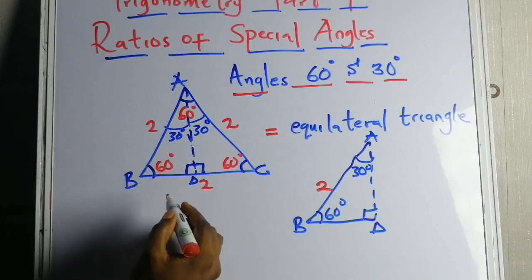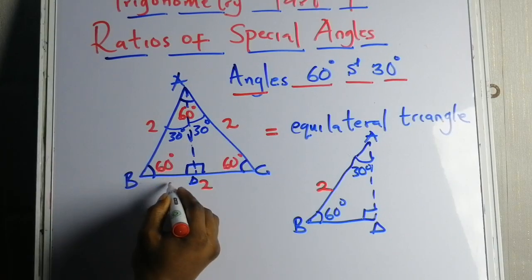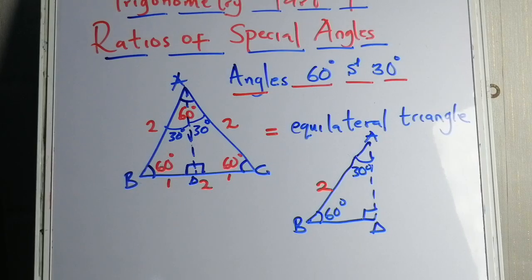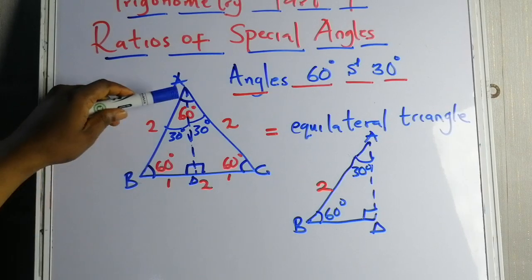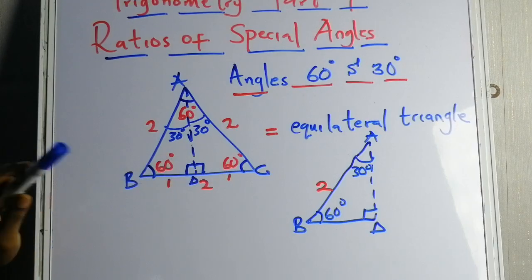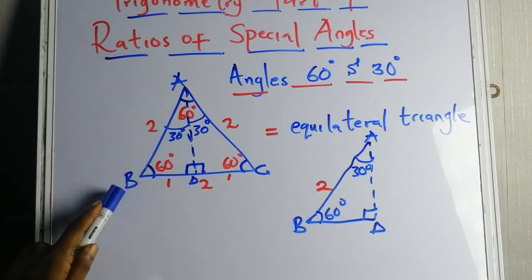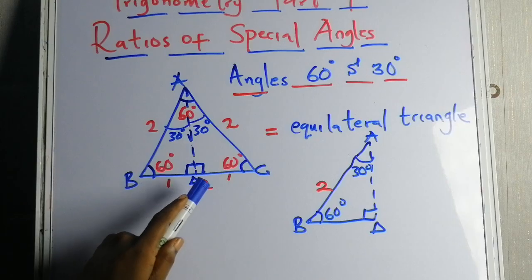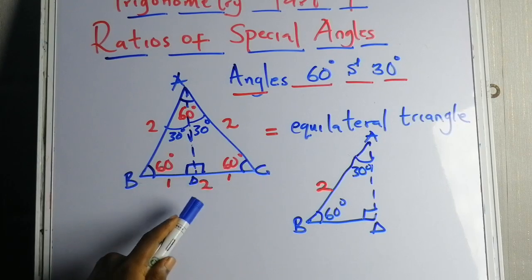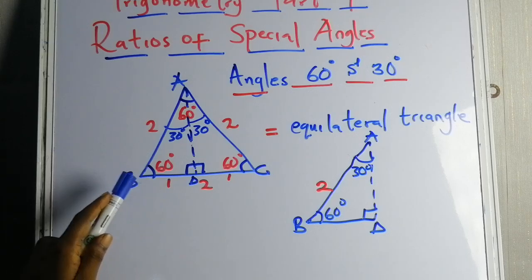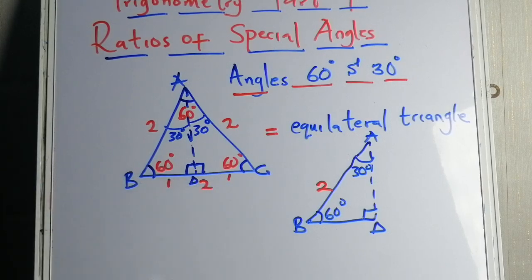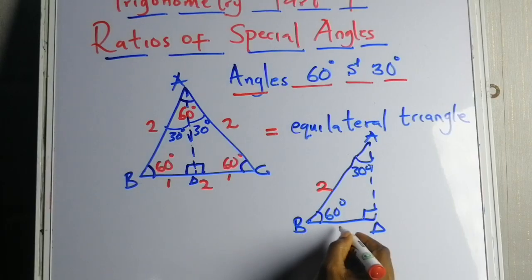This vertical line divides the horizontal line, so BD will be 1 and DC will be 1. Since BC is equal to 2 and is divided into 2 equal halves, BD is 1, DC is 1. So I can come here, my BD is what?